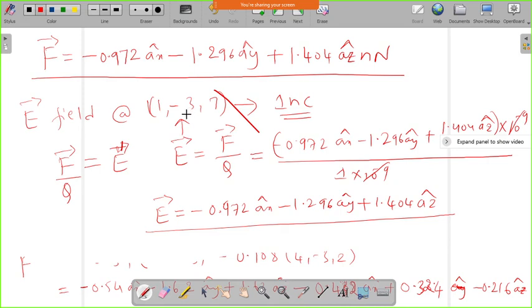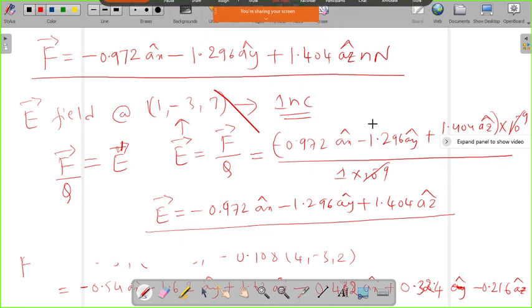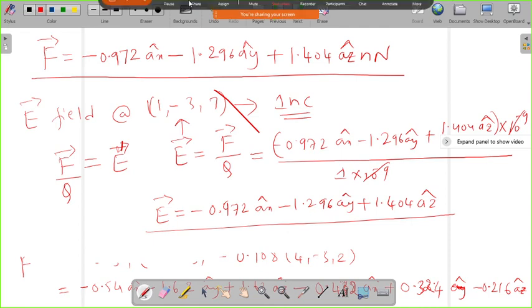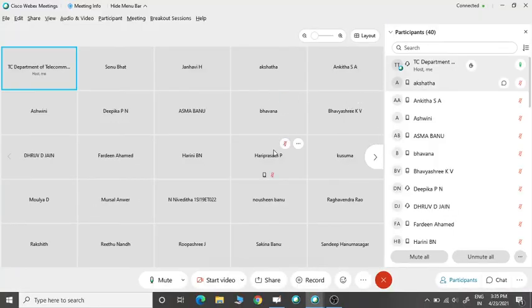So this is how you find the force and electric field strength due to two or three point charges. Even if I add one more point charge, one more term will come: Q3 into (R minus R3) by the magnitude of (R minus R3) cubed. Like that you can have n number of point charges and get the force and electric field strength at that point.